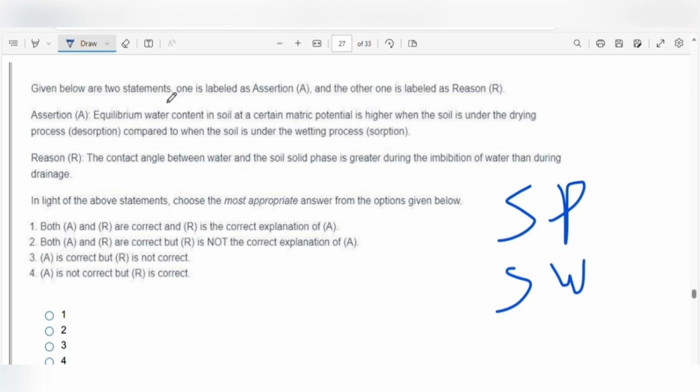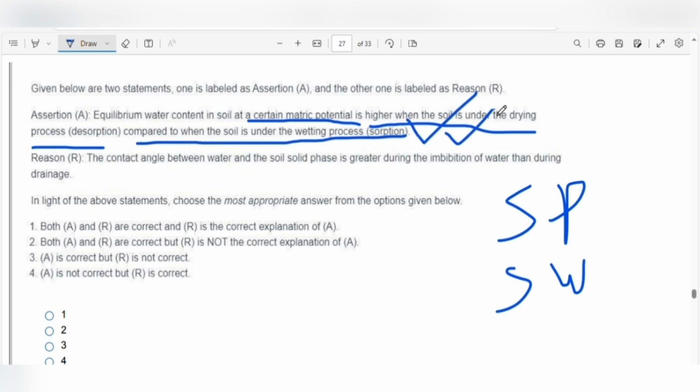Equilibrium water content in a soil at a certain metric potential is higher when the soil is under the drying process compared to when the soil is under the wetting process. This is an absolutely correct statement, because I think you all know this phenomenon is called hysteresis. The equilibrium water content in the drying process is more than in the wetting process. This difference in water content, which occurs due to the direction of the process, whether the soil is experiencing drying or wetting condition, is called hysteresis.